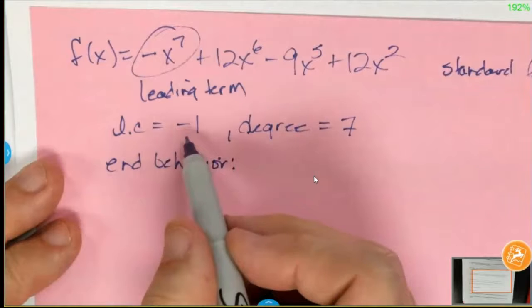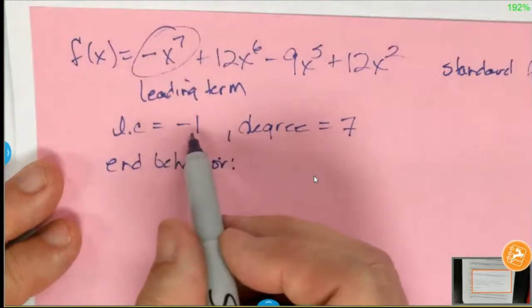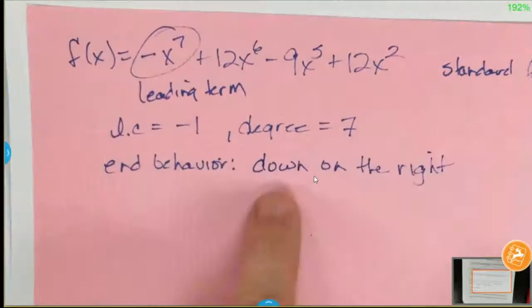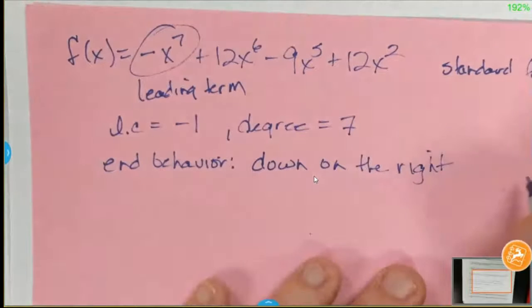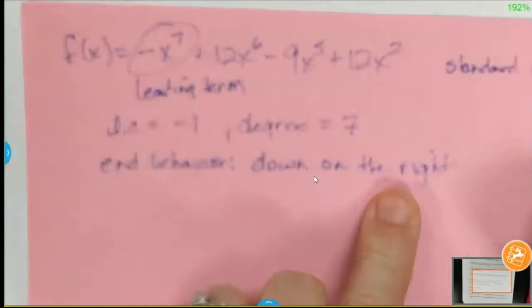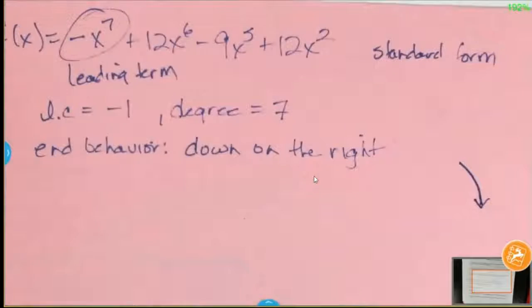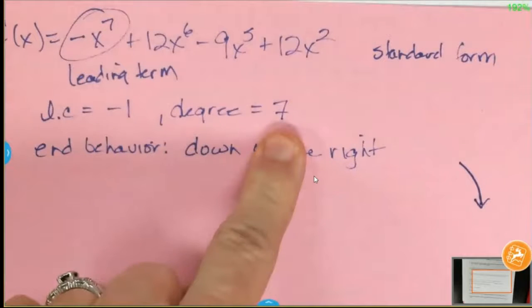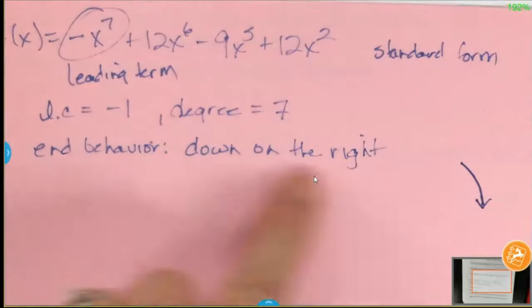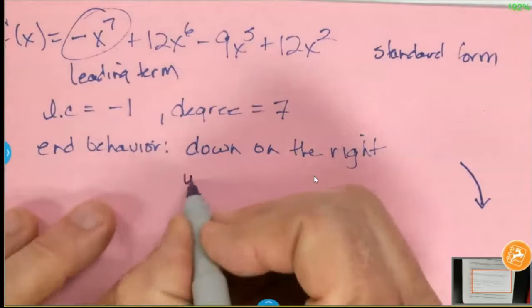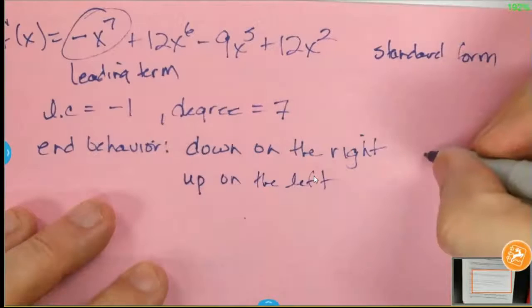Since our leading coefficient is negative, that means our graph is going to go down on the right. For these, you can write out what the end behavior is in words, or you can draw a picture, either way. So down on the right means it's going to be doing something like that. And then because it's got an odd degree, that means it's going to be doing the opposite thing on the left end. If it's going down on the right, that means it has to be going up on the left.